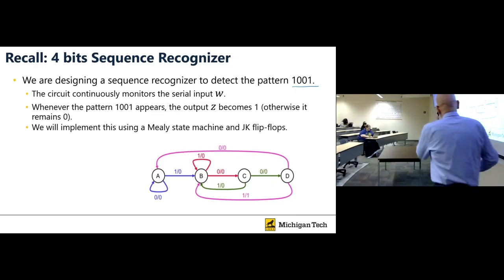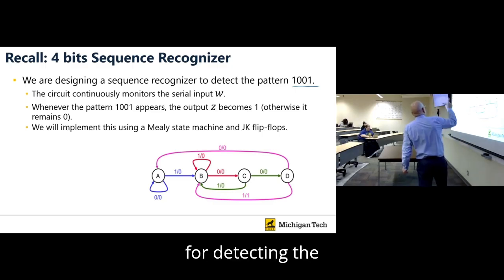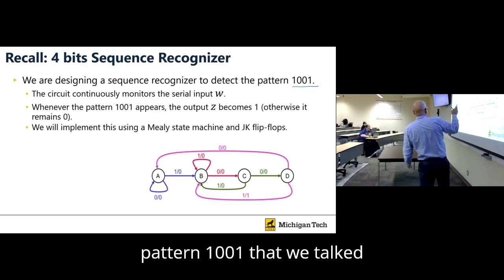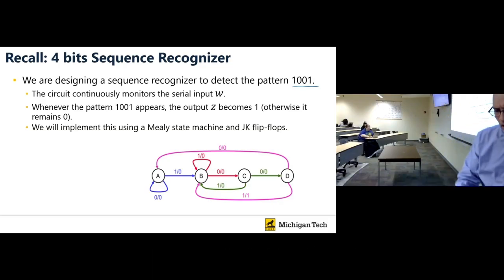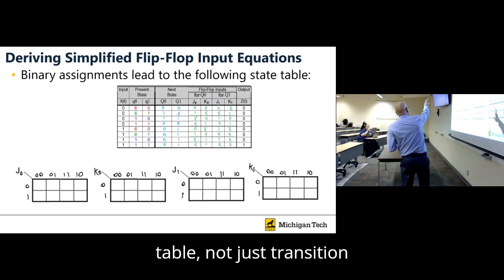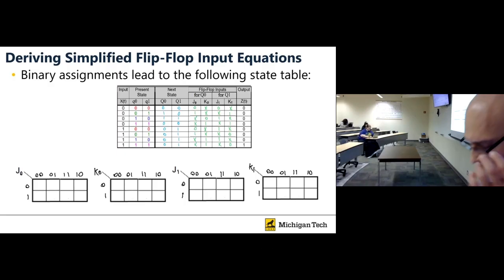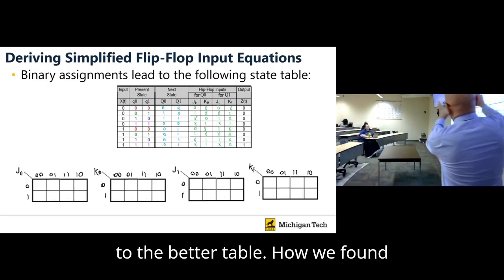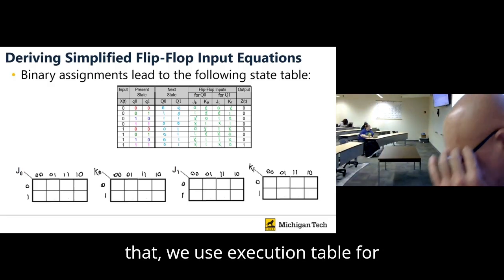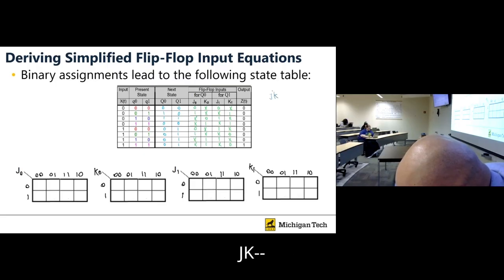This is the Mealy state diagram for detecting the pattern 1001 that we talked about last class. We also drew the table, not just the transition table, including the inputs. Last class, I changed it to a better table. How we found that: we used the execution table for the JK flip-flop.